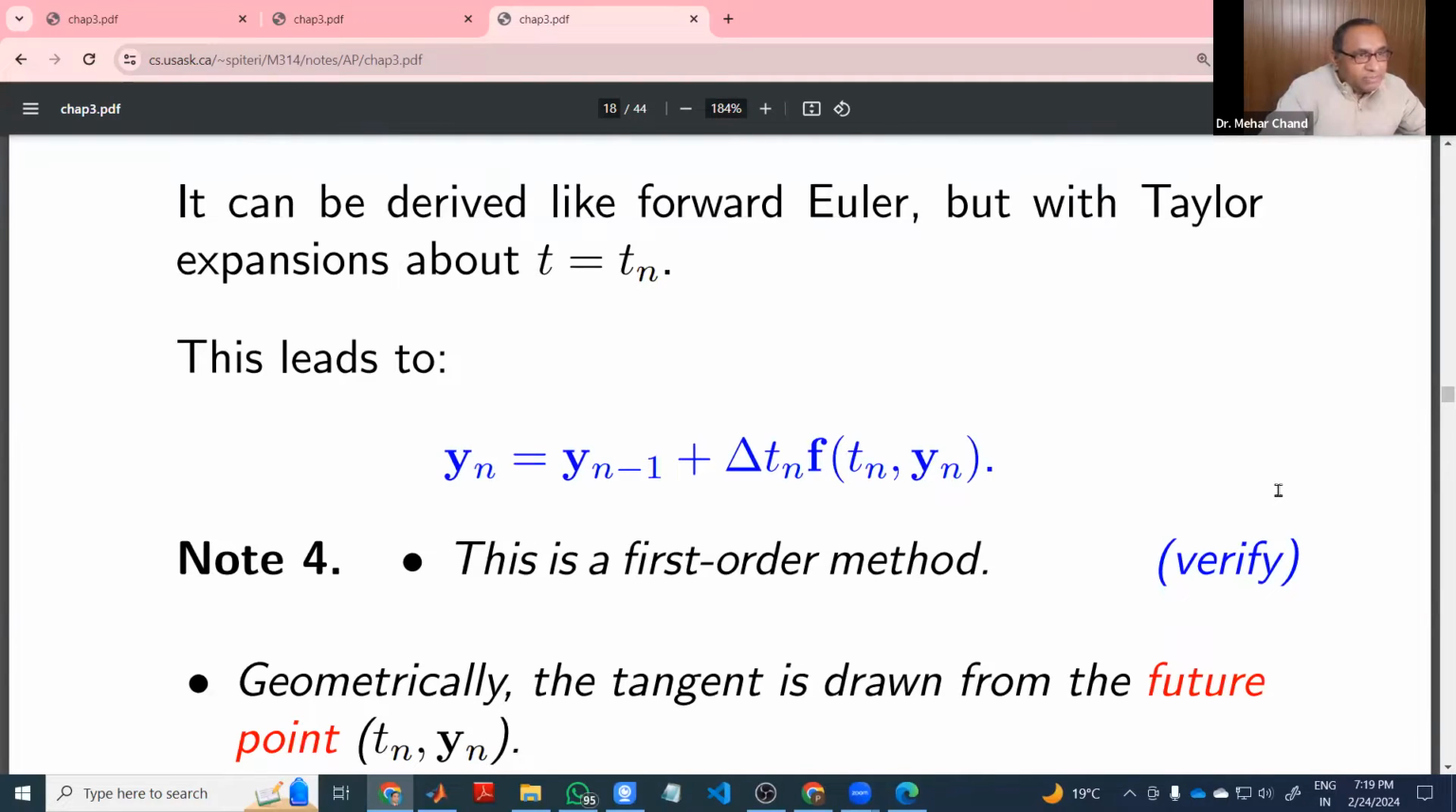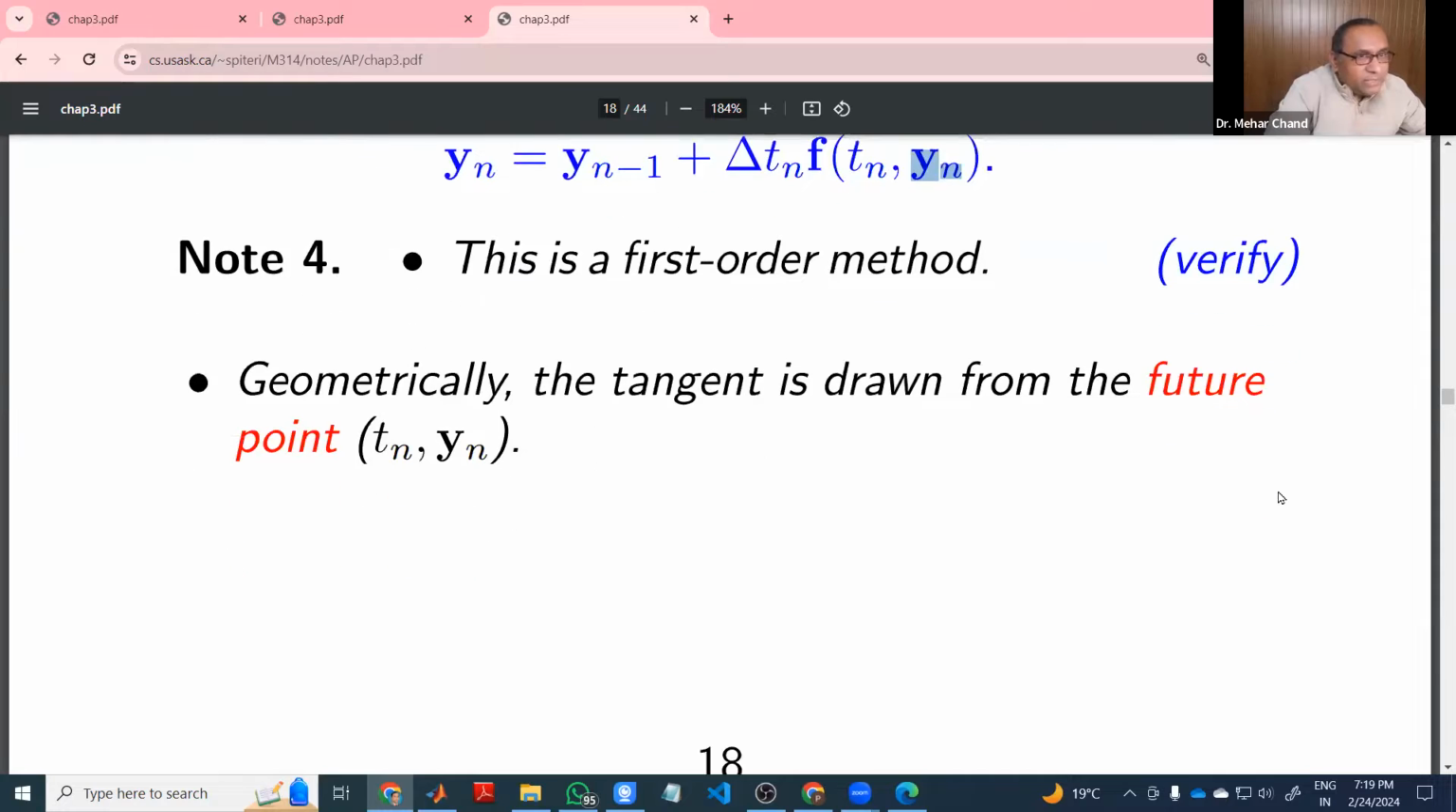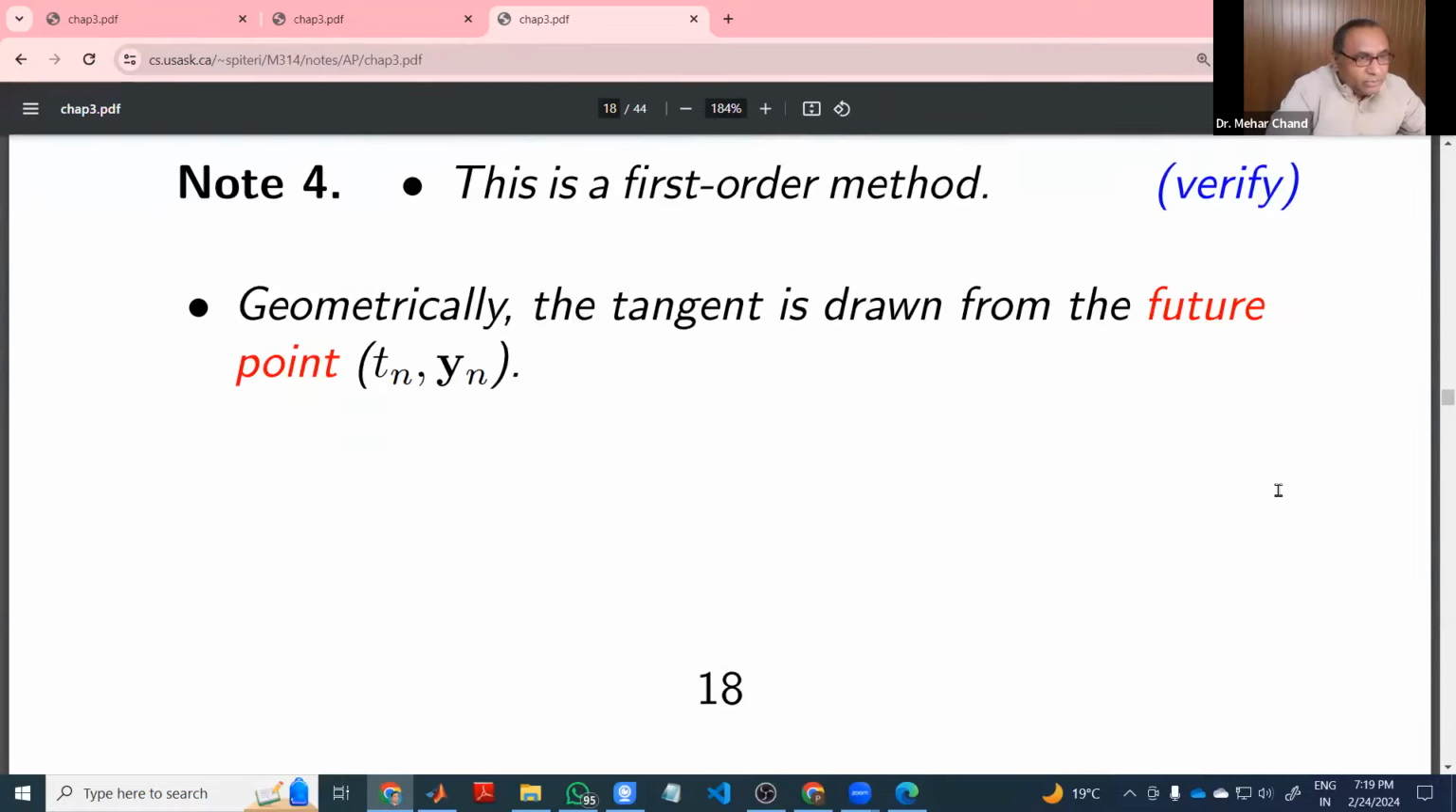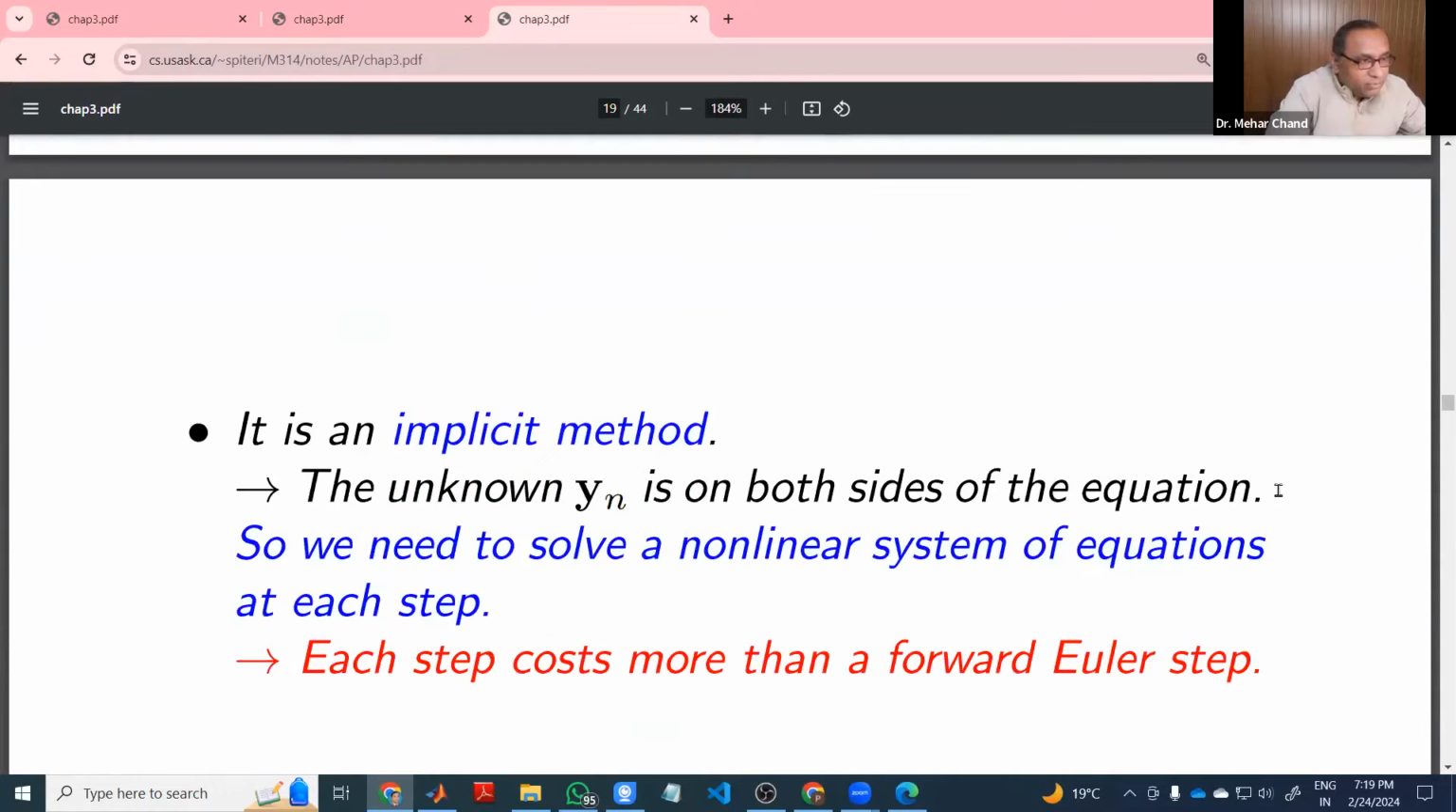yn is equal to yn minus 1 plus delta t times f(tn, yn), and here yn appears on both sides, the left side and the right hand side. This is the formula, but we need to discuss stiffness here. Also, in this case the slope is taken from the future point (tn, yn). In the forward case we take it from the previous point, but here we are taking it from the future point. So you need to compare the difference between these two.